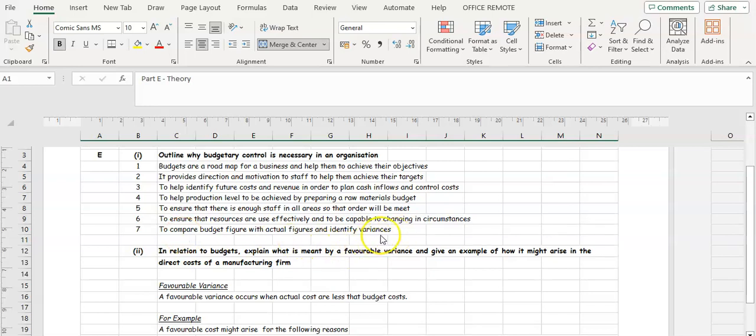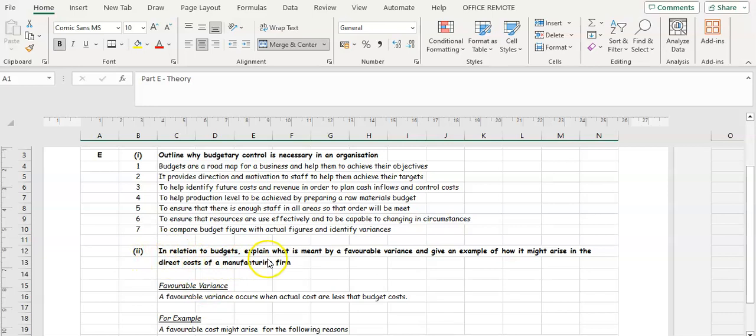So basically, a variance is a difference. If you budget for something, you're either going to meet that budget, so that's your actual figures, or you're going to come in above it or below it. And you need to identify why you have come in below it or above it, and put procedures in place so it doesn't happen in the future.